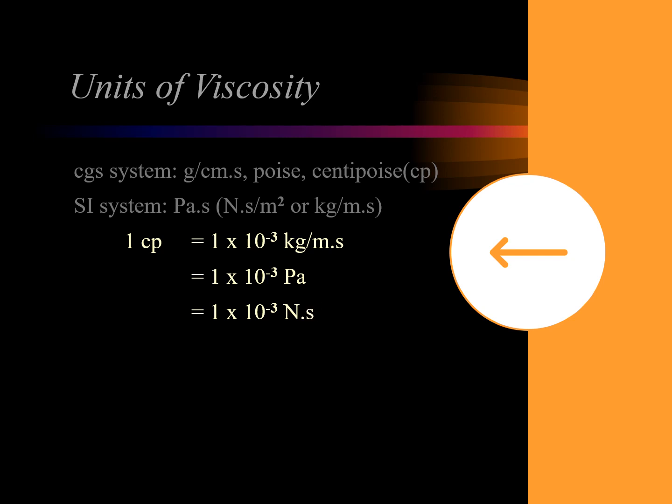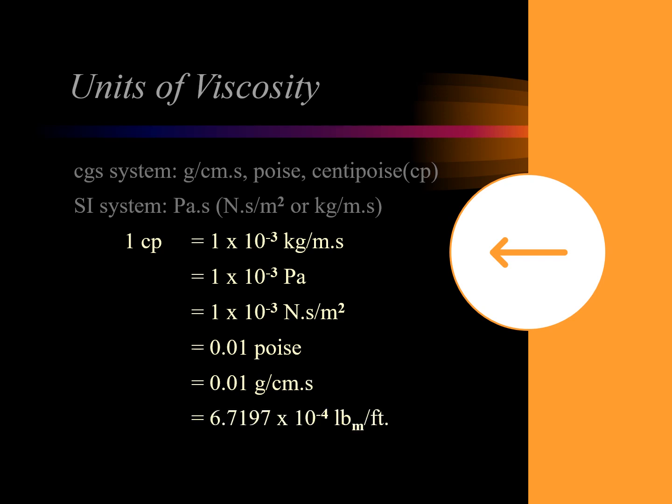It would be to your advantage to memorize the conversion value of 1 cP to the English unit of pound mass per foot second, and at least one value for the conversion of cP to the other CGS and SI units, since I assume that at your current level of knowledge, the conversion within these two systems is already a piece of cake.